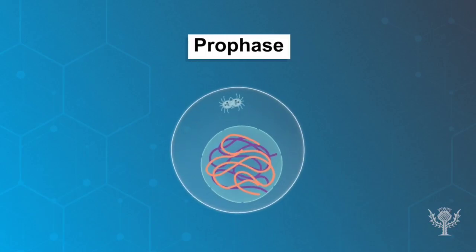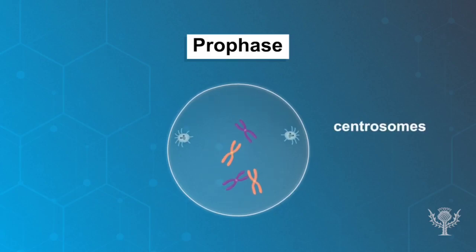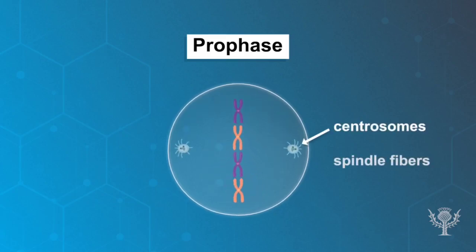During prophase, the chromatin condenses into visible chromosomes, and the nuclear membrane disintegrates. The centrosomes move to opposite poles of the cell as spindle fibers start to form. The spindle fibers attach to the centromeres of the chromosomes.